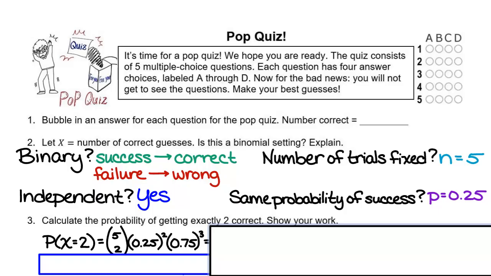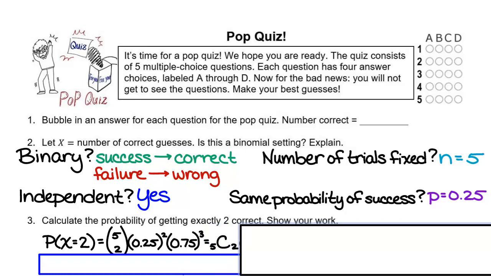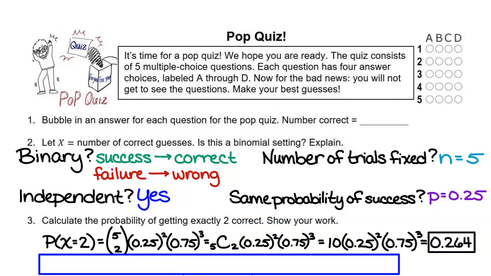Again, I know how to put the 0.25 squared and the 0.75 cubed into my calculator. How do I put the 5 and 2 thing in my calculator? Math, and then over to probability, NCR. So you need the 5 in front, and then the 2. I want you guys to verify that you can get 0.264 when you put this into your calculator.